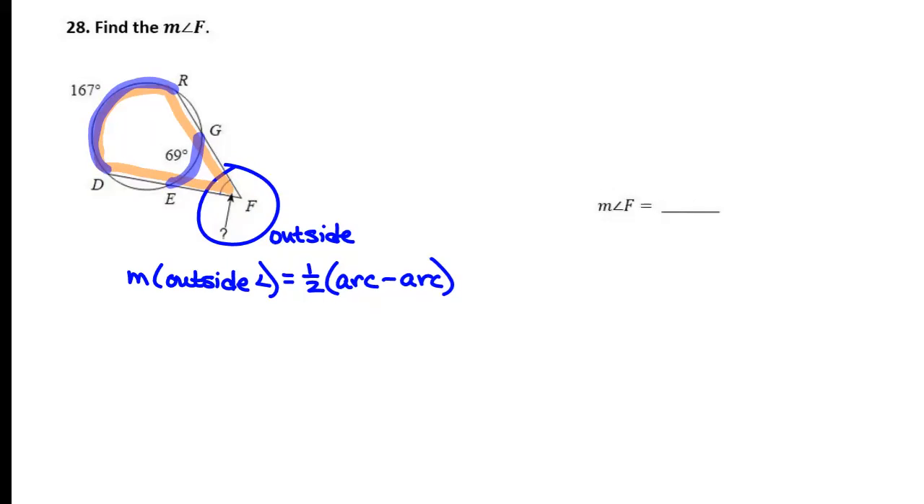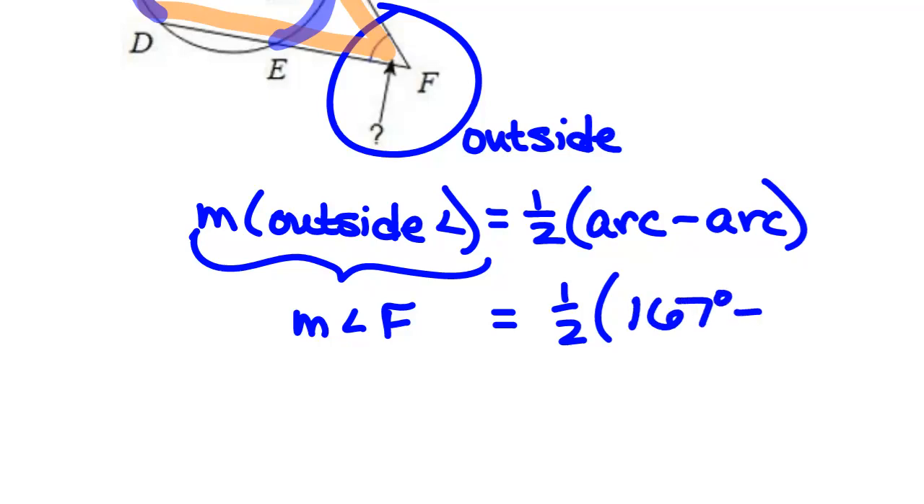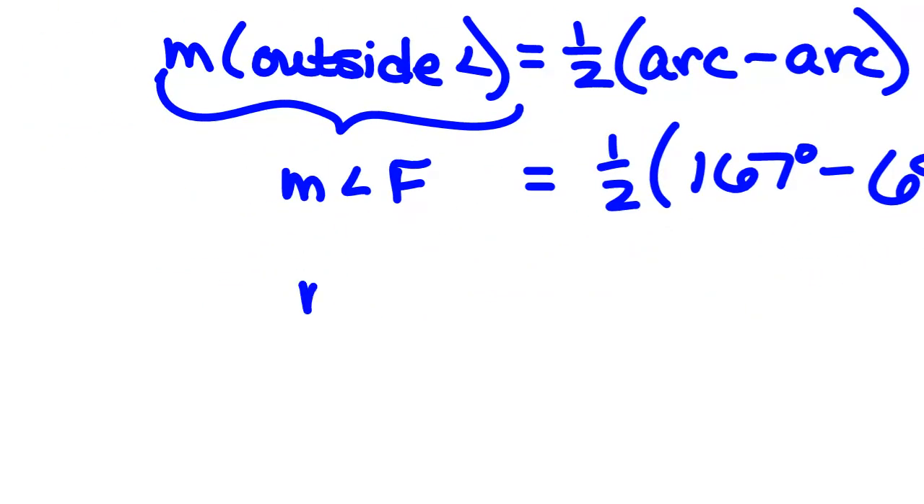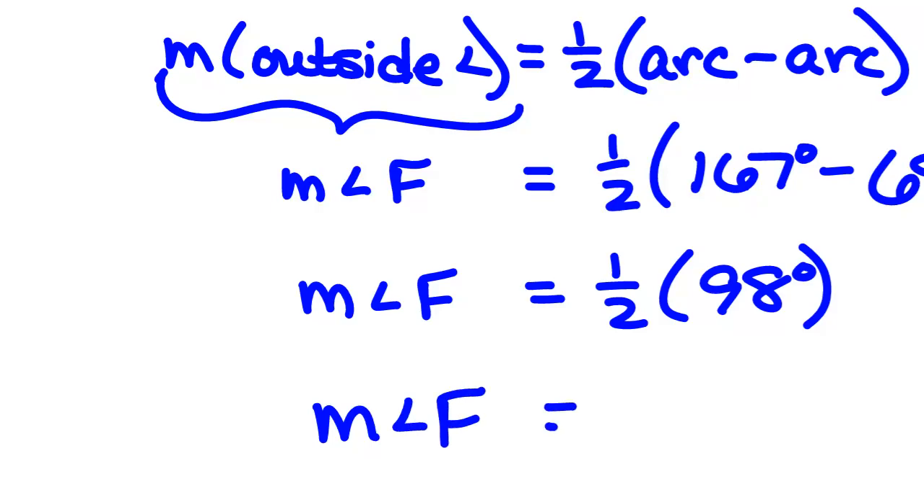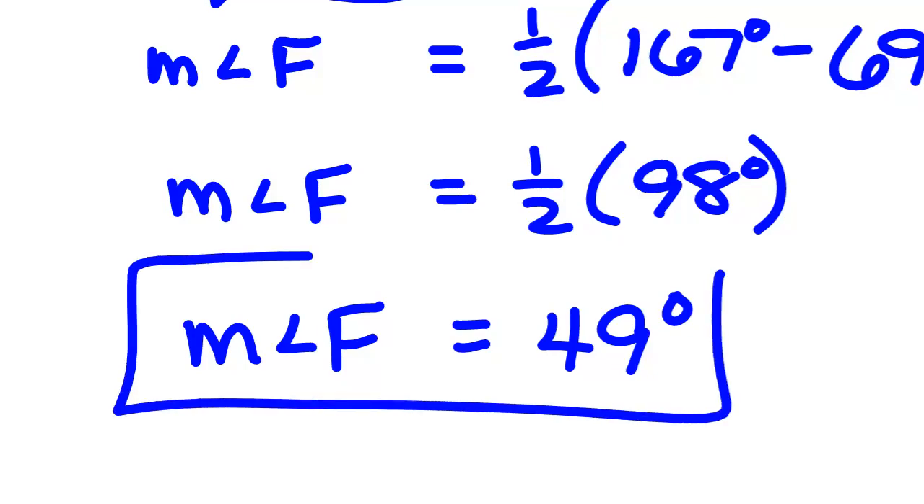So my outside angle is called angle F. So I'm going to replace this right here with the measurement of angle F equals 1/2. Now when we do arc minus arc, it has to be bigger minus smaller. So bigger arc, 167, minus smaller arc, 69. What is 167 minus 69? 98. And what is half of 98? 49 degrees. So angle F would be 49 degrees.